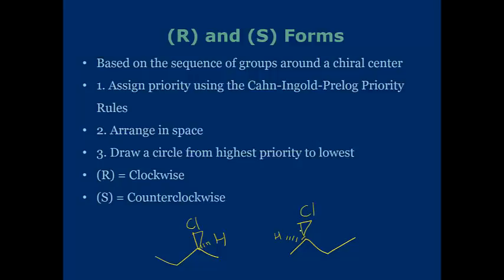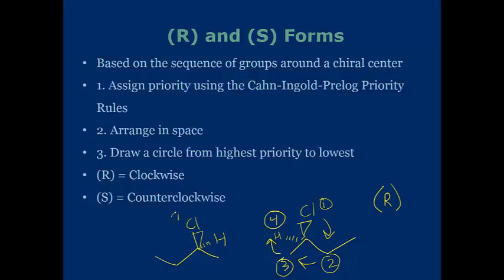All right, so let's assign our priorities. Well, highest atomic number states that chlorine has to be number 1. And then from priorities there, the ethyl group would be priority 2, followed by the methyl group, and lastly the hydrogen. So if we look at the rotation, this is going in the clockwise direction. So this would be R. This, on the other hand, is going in the opposite direction.